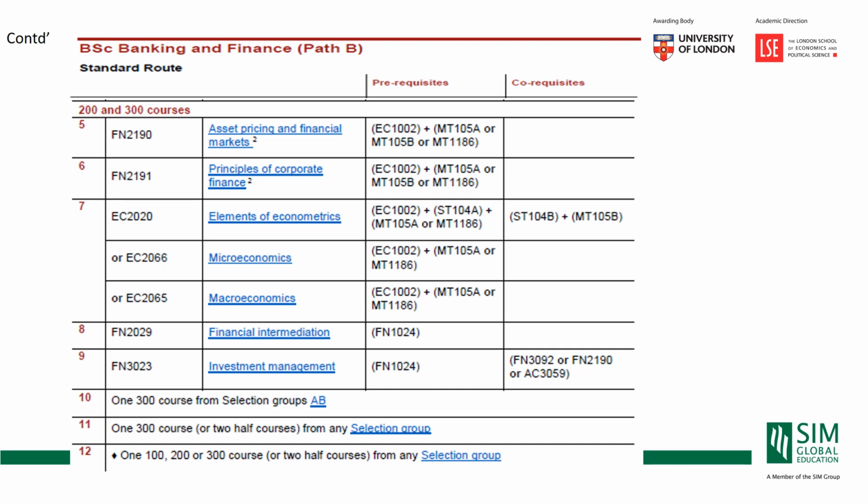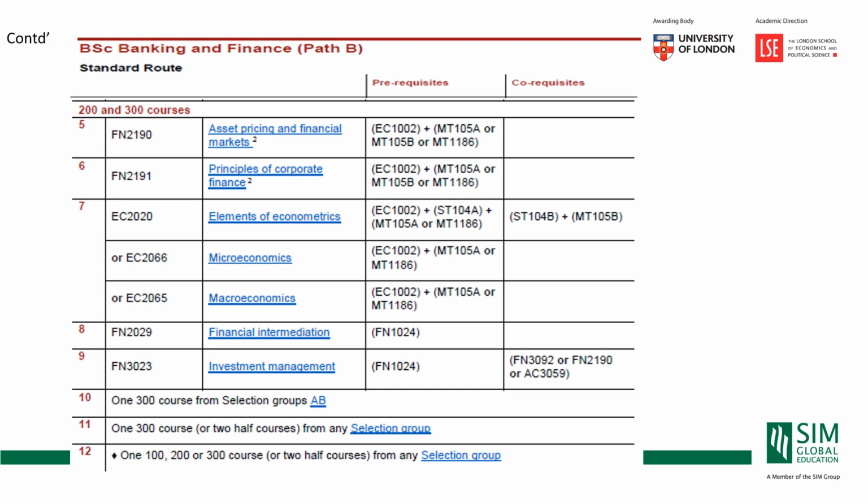But if you think your interest in microeconomics is stronger, then you should consider taking microeconomics because you are allowed to do that. Okay, and course 8 is financial intermediation, and course 9 is investment management. Both courses require the same prerequisites, which is FN 1024 or Principle of Banking and Finance. Take note that investment management also requires co-requisites, which is FN 3092 or FN 2190.